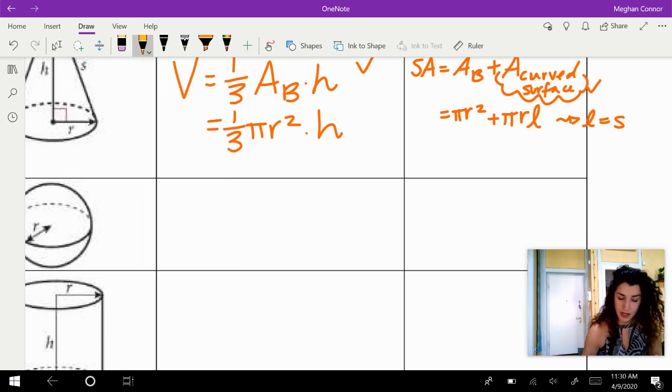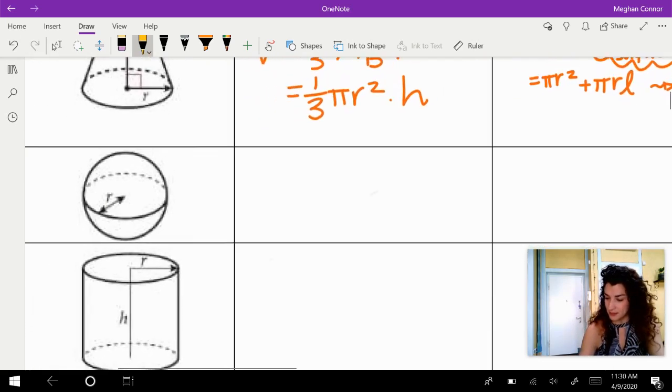One of your fellow 11th graders is doing his extended essay on how to do a net of a sphere, basically.